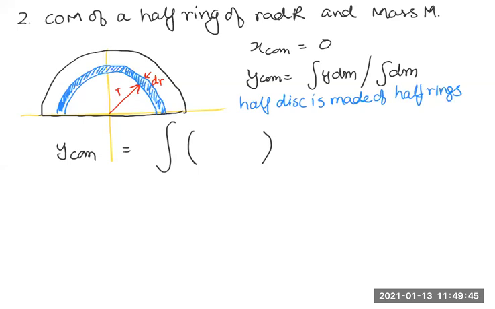So we have 2 into radius divided by pi into dm. Now, since this is a two-dimensional object, we must use mass per unit area.